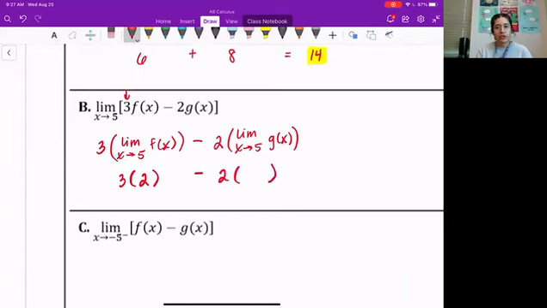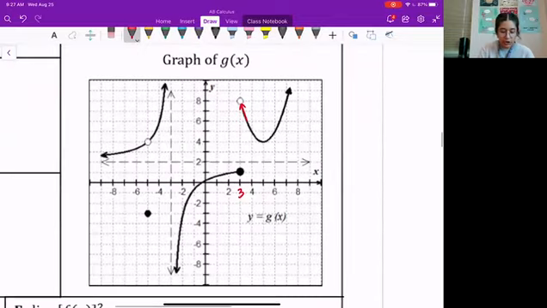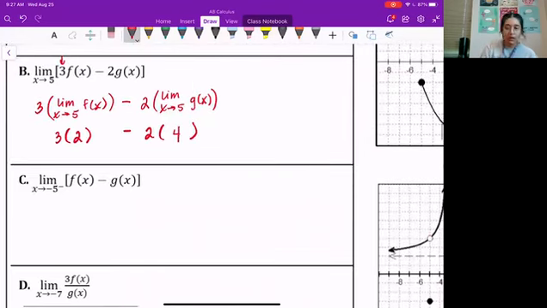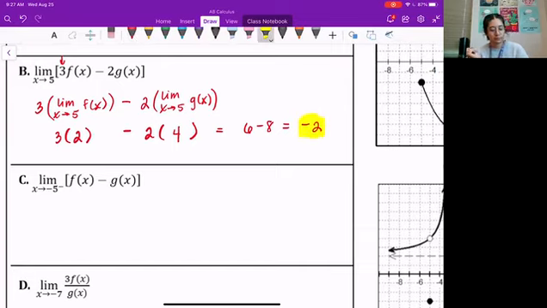Okay, we'll do the same thing for g now. As g is approaching 5, here's 5. Looks like I've got a continuous part of my graph right there. So it looks like I'm at a y value of 4. All right, and the rest is just basic arithmetic. 3 times 2 is 6, and 2 times 4 is 8. 6 minus 8 is -2. Nice. I find these kind of fun.